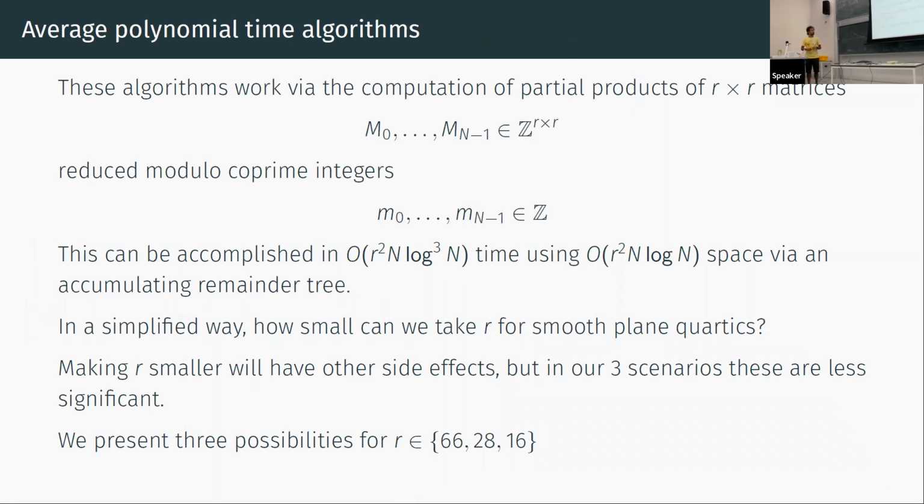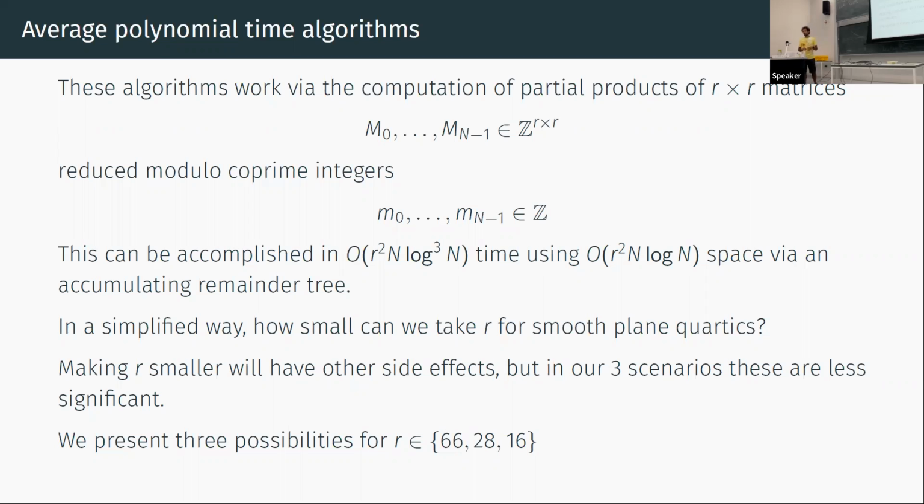So maybe I should give you a crash course on these ideas of average polynomial time with the remainder trees. They all work the same way. You find some recurrence, and then you realize your recurrence works not only mod p, but over Z. That makes sense when you reduce mod p. So basically we're trying to compute a bunch of partial products, M_0 to M_{n-1}, over some coprime integers, m_0 to m_{n-1}. You should think of these as mostly ones, and once in a while they're primes, when m_p is prime and everything else is 1.